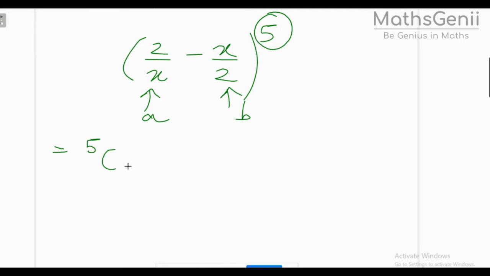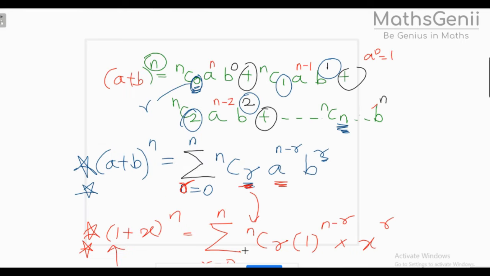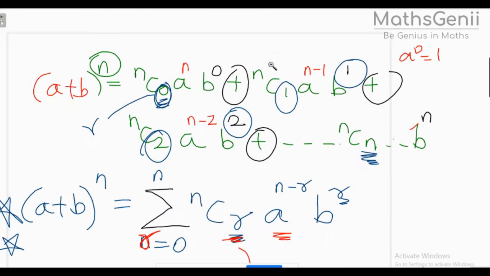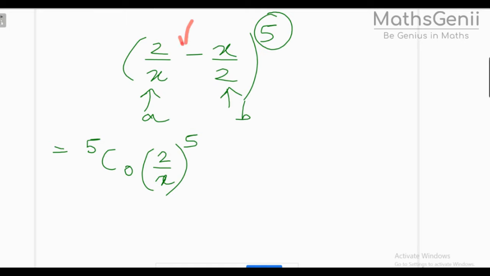NC0 a raised to n into b raised to 0. So I'm not writing anything. Now carefully pay attention to what I'm saying. When I had expanded this, I had plus plus plus everywhere. Why? Because I had plus here. I had plus here. But in this case, what do I have here? I have minus. So the first term will be plus, the second term will be minus, third term plus, fourth term minus. So it will be plus minus alternate.